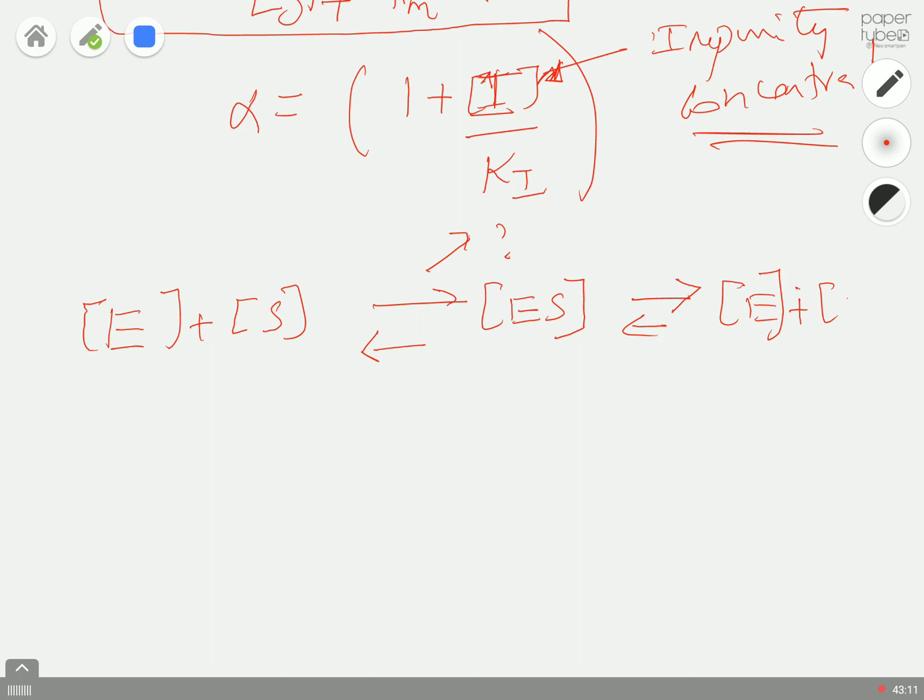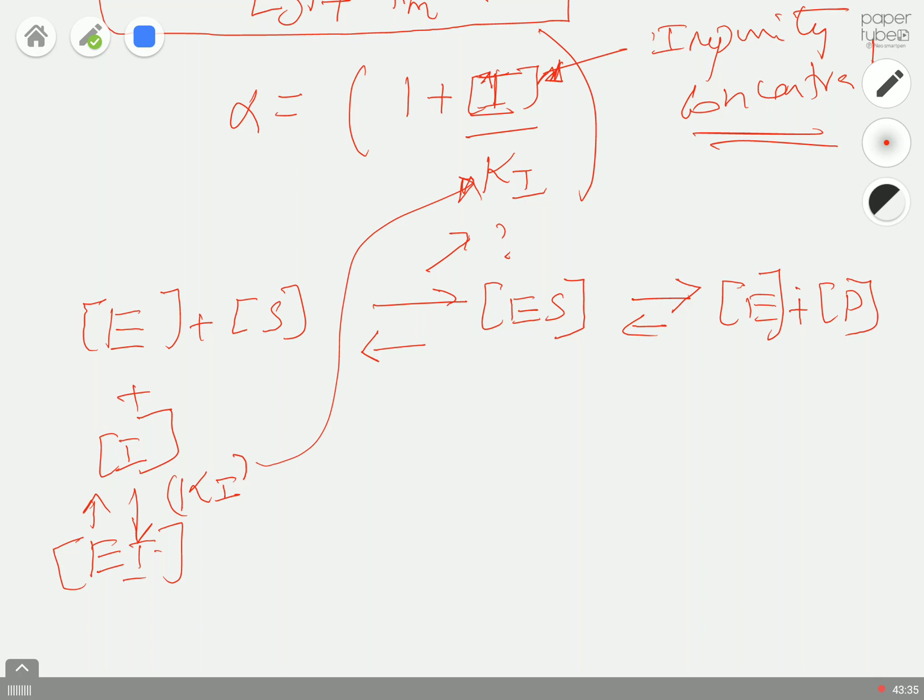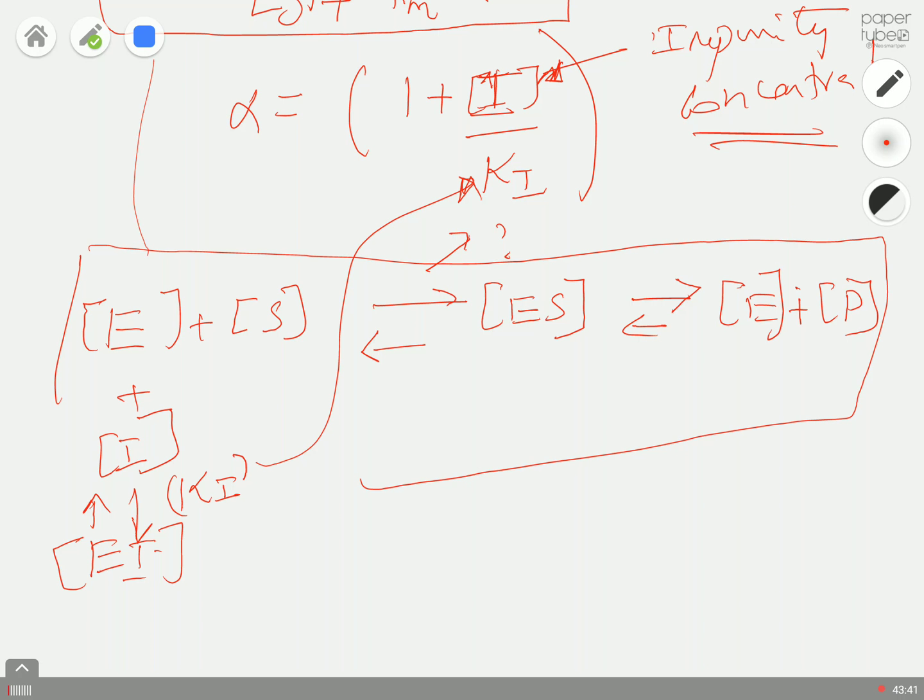Enzyme plus products, plus inhibitor, gives enzyme inhibitor complex. So this Ki is an equilibrium constant, and that's how you write the reaction. This particular expression was derived based on this reaction.